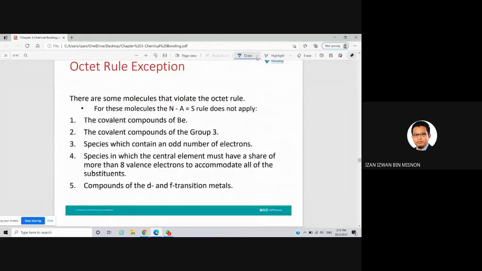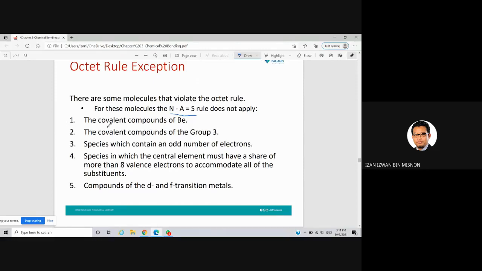However, in drawing chemical bonding, there are some octet rule exceptions. Some bonding might not follow the octet rule. There are some molecules that violate the octet rule. For these molecules, N minus A equals S does not apply. There are 5 categories of this exception.